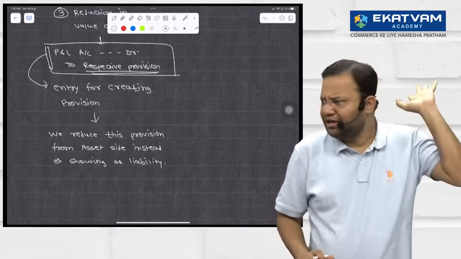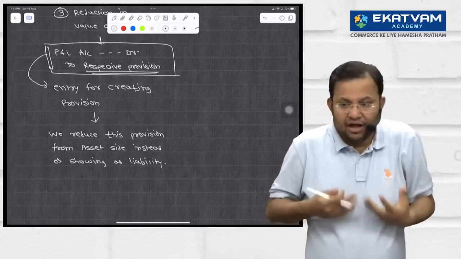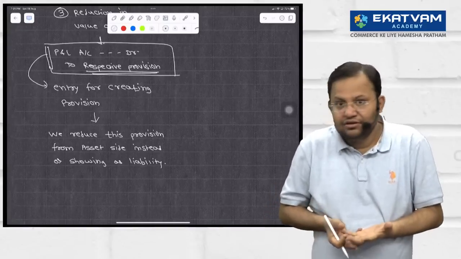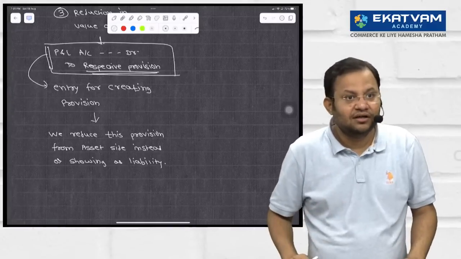That rule is common. Provision is always a loss. I'm creating a provision for loss. You cannot create a provision for profit, huh?